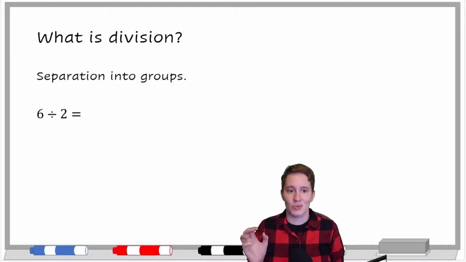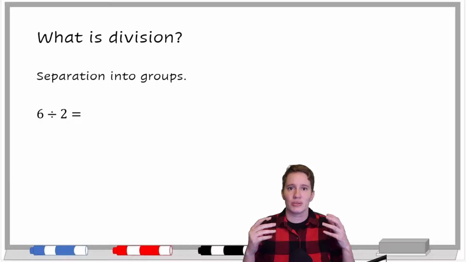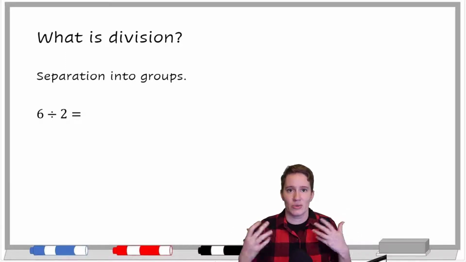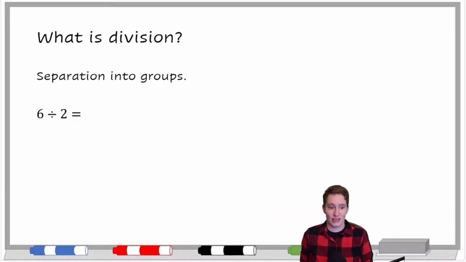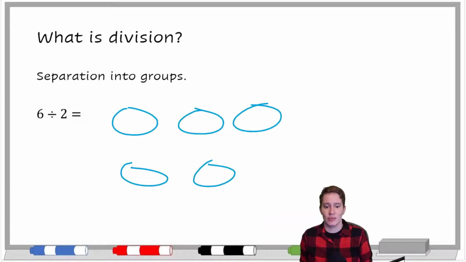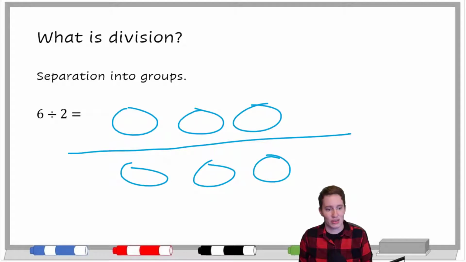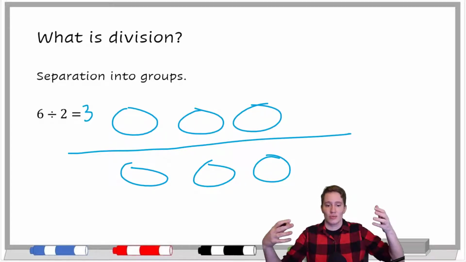Division is when we separate things into groups, attempting to put them into groups where there's an even amount in each. We don't want uneven groups, we want even groups. It's the idea that I've got 6 things, and if I want to divide them into 2 groups where I have the same number in each group, well, ta-da, 3 and 3. So 6 divided by 2 is 3.